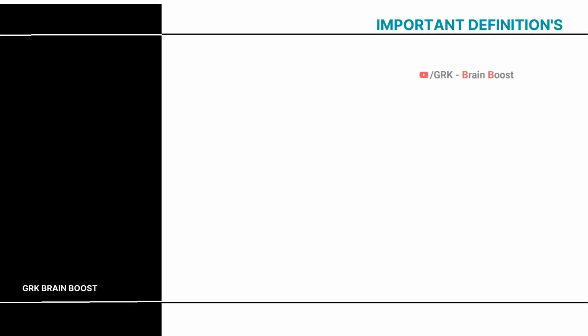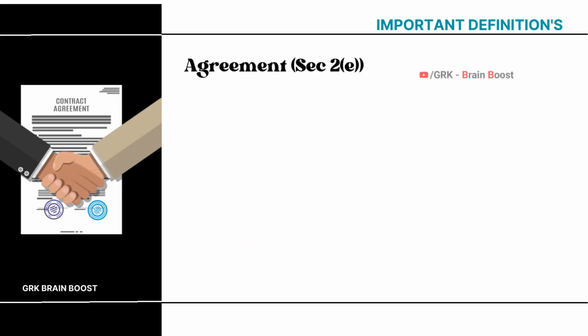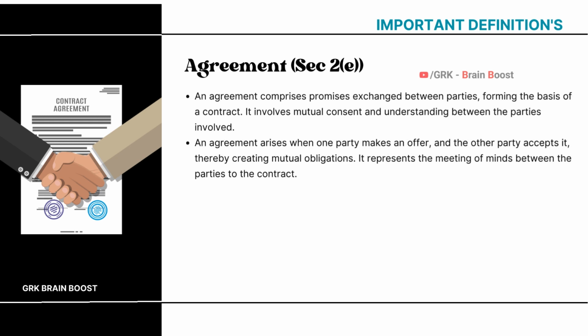Now let us look at the definition of agreement. An agreement comprises promises exchanged between parties, forming the basis of a contract. It involves mutual consent and understanding between the parties involved. An agreement arises when one party makes an offer and the other party accepts it, thereby creating mutual obligations. It represents the meeting of minds between the parties to the contract.